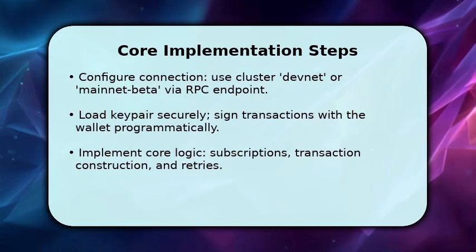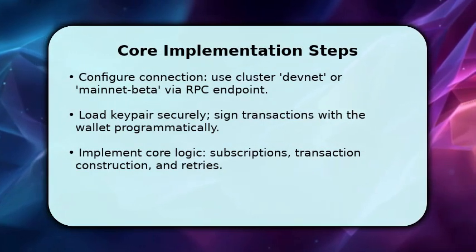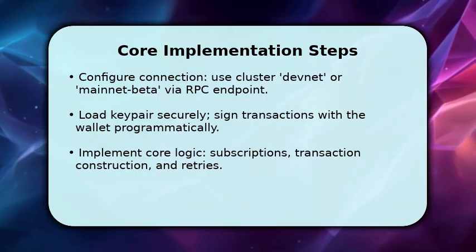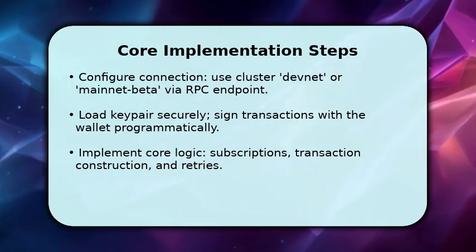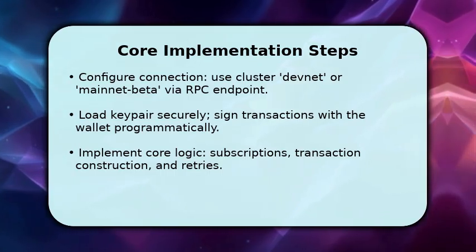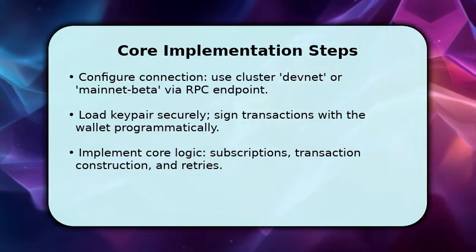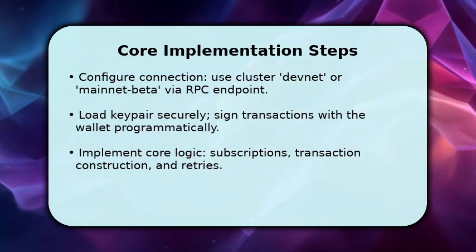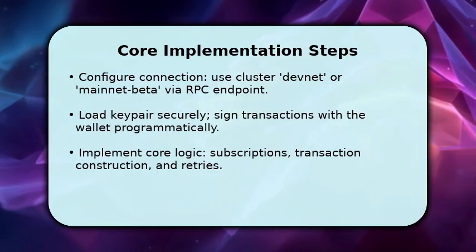You now wire the bot to Solana, instantiate a connection to the chosen cluster, and set RPC with rate limits in mind. Then load a keypair from a secure file or environment secret so the bot can sign transactions. Avoid exposing raw keys. Next, implement the core loop.